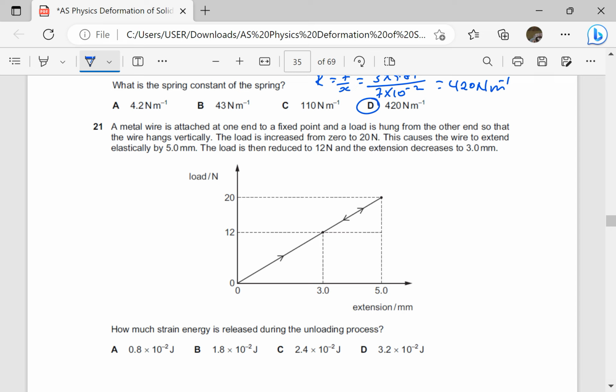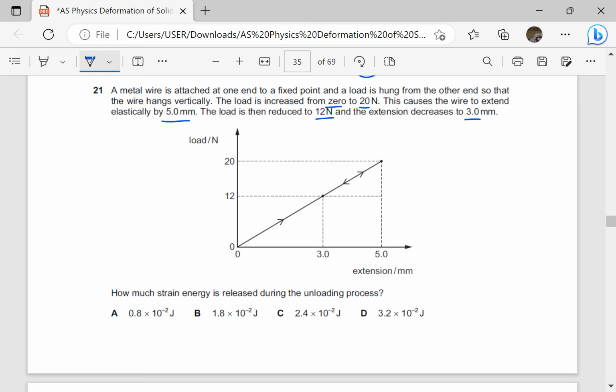A metal wire is attached at one end to a fixed point and the load is hung from the other end so that the wire hangs vertically. The load is increased from 0 to 20 newtons. This causes the wire to extend elastically by 5 millimeters. The load is then reduced to 12 newtons and the extension decreases to 3 millimeters. How much strain energy is released during the unloading process?